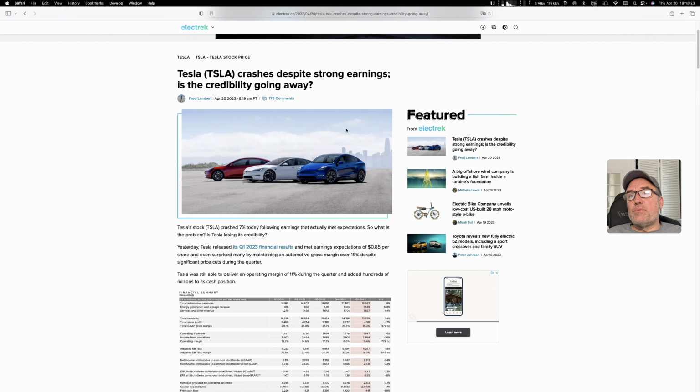So let's take a look at some news. We have Electrek that mentioned the fact that Tesla stock crashed 7% today following earnings that actually met expectations. So yes, it met expectations. You can get the whole story if you listen to the earnings call. Elon mentioned things that were quite interesting in there.